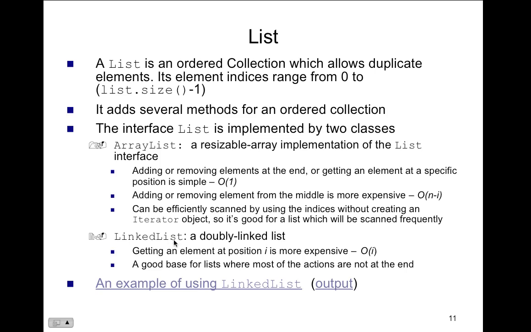And then the LinkedList is a doubly linked list if you're familiar with C++, but we don't have to actually create one. It's given to us automatically. We just create a new object of that type. So we get an element at a position i. It's more expensive. So it's a good basis for lists where most of the actions are not at the end. So we start at the front. We always add to the front of the list for optimization.